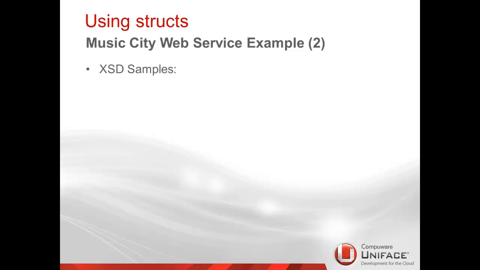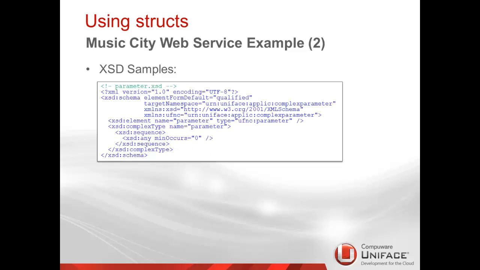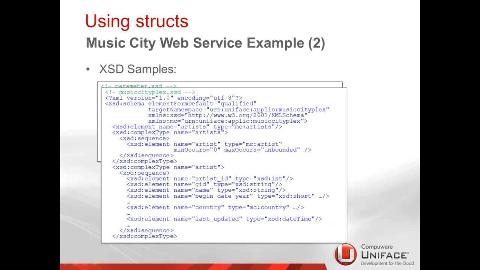Here are two XSD files we'll use for the next demo. The first, the parameter XSD, describes the Uniface return parameter of the web service operation we're calling. You can see here it has the namespace urn:uniface:applic:complex:parameter. You'll see the relevance on the next slide. And here's the second, the music cityplex XSD, which describes the data returned by the web service operation we're calling. And this has the namespace urn:uniface:applic:music:cityplex.